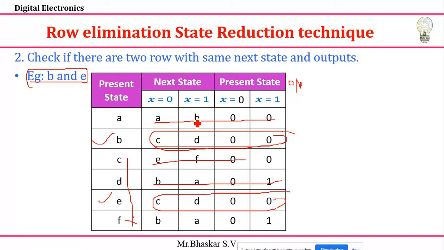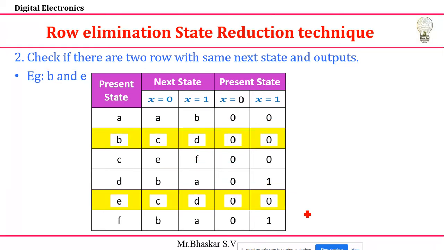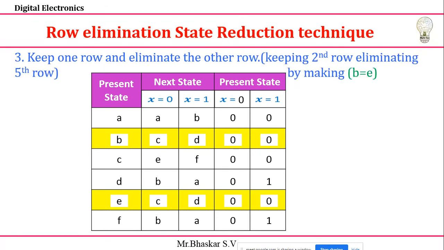First you need to identify this. You have written the table, right? Just make one tick mark here. Next, see these two have the same outputs. Then what I'm going to do is eliminate one and keep the other. So, third step: keep one row and eliminate the other row. In this case, I am keeping my B and eliminating my E state.